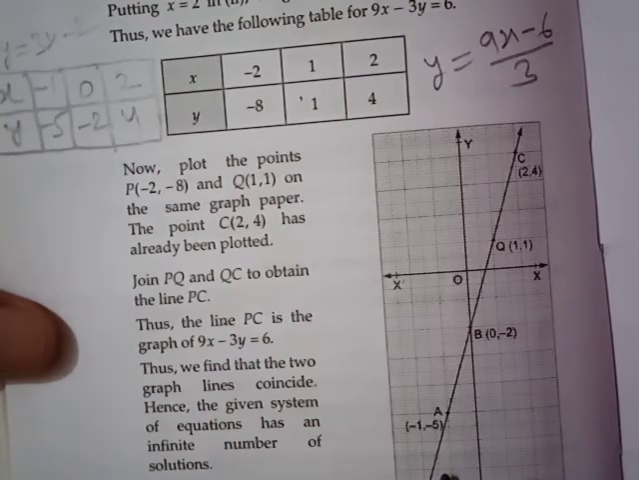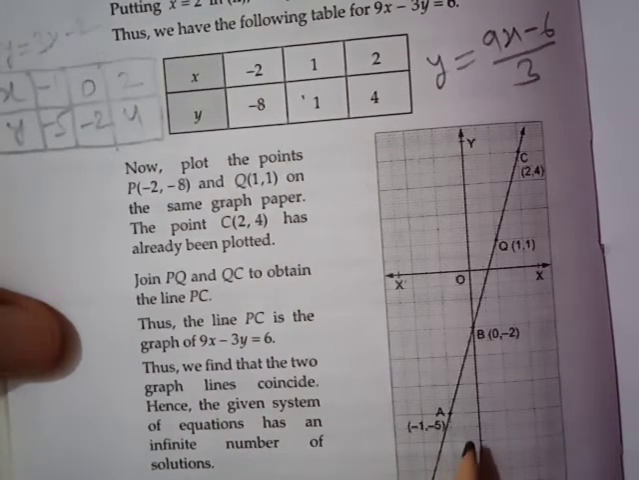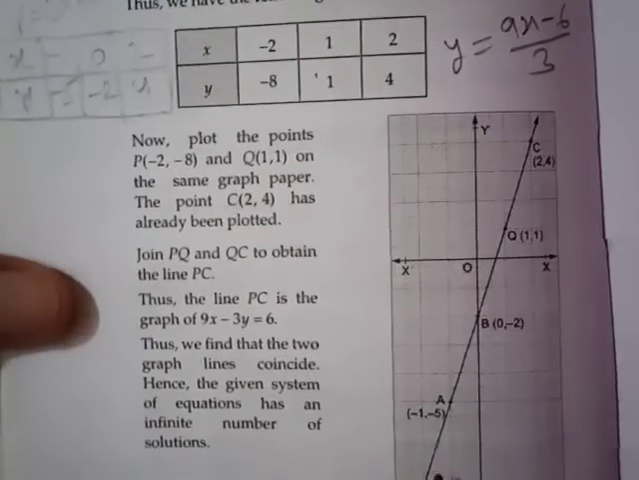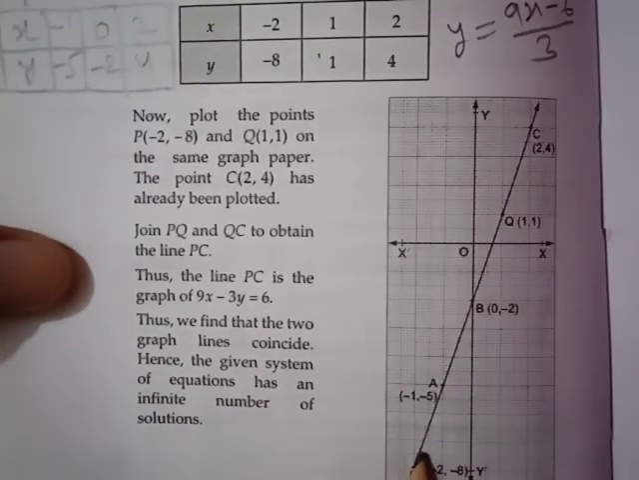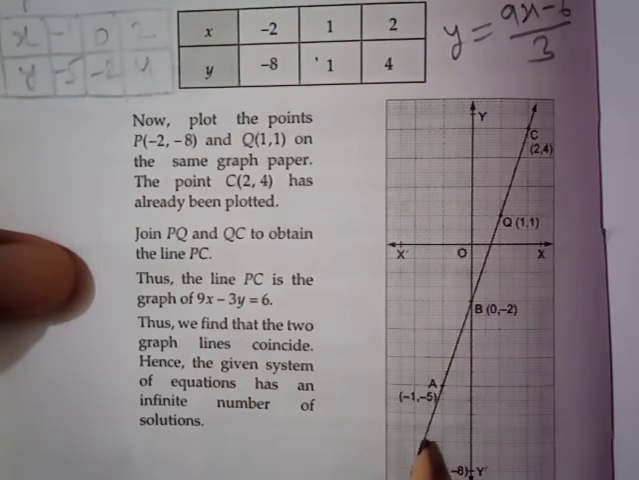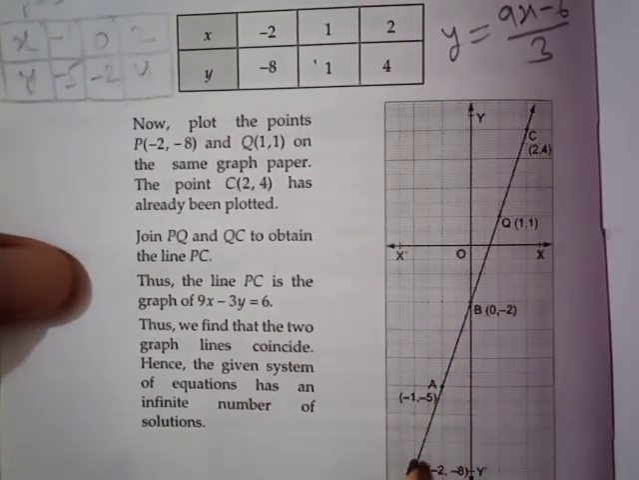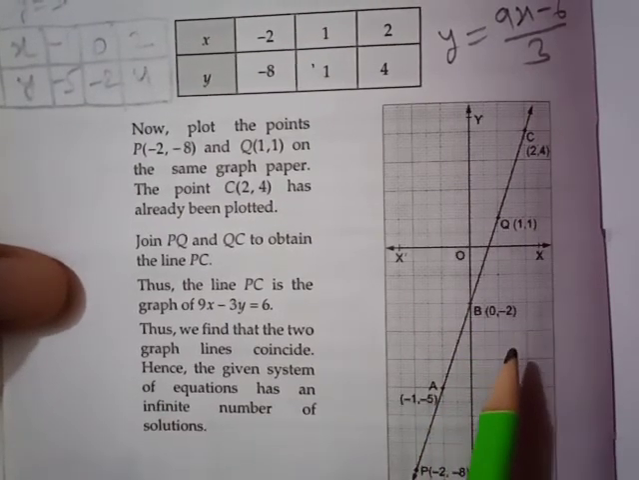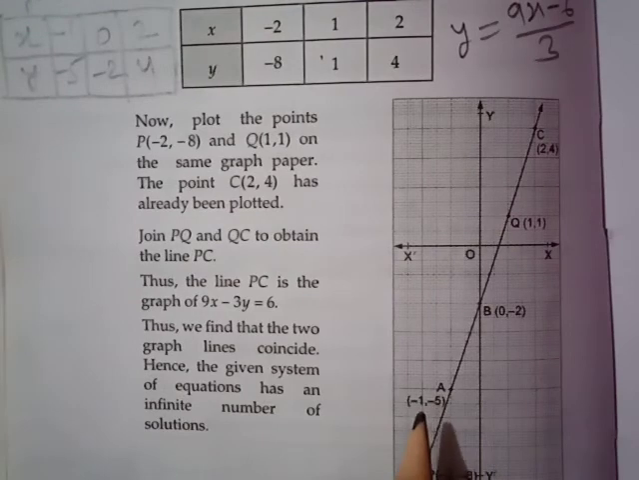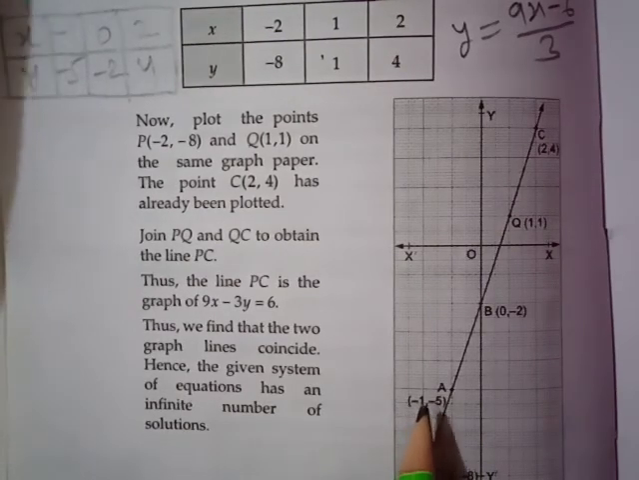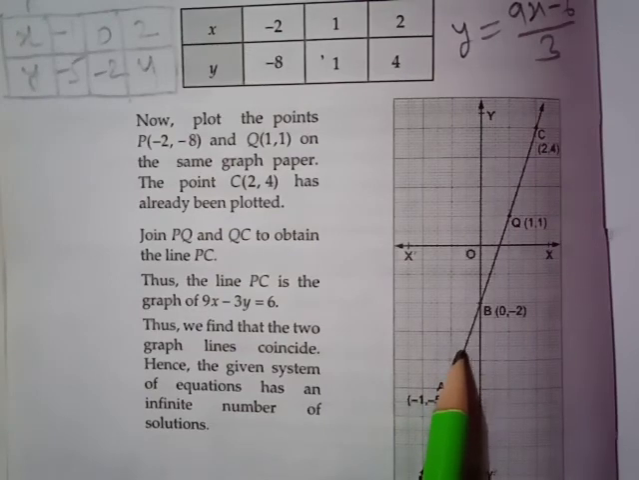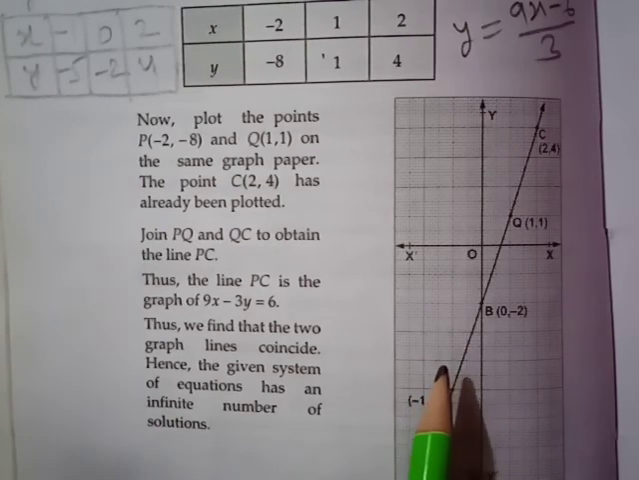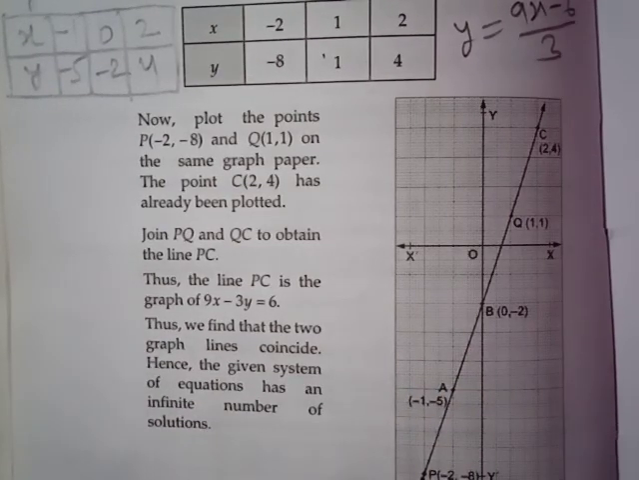Okay, coincide means, as we are seeing, the two graph lines coincide, which means the graph of the first equation and the graph of the second equation overlap, meaning both lines are overlapping on top of each other. Okay, so in this case we are getting an infinite number of solutions. When two graphs overlap each other, meaning when both lines lie on top of each other, there will be an infinite number of solutions for the system of equations.